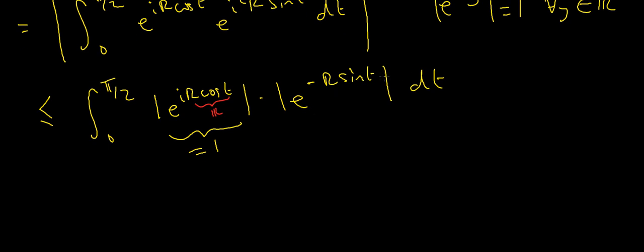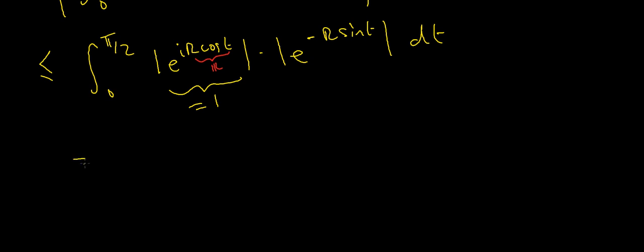Well, t is a real number, so sine t is also real. So r sine t is a real number, and I've got e to the power of a real number. Now, the exponential function over the real numbers is always a positive number. It's never negative, and it's never equal to 0. So this whole integral on the right of the inequality sign simplifies to the integral from 0 to pi over 2 of e to the minus r sine t. And I can drop the absolute value signs because the function is always positive. Okay, and what is that?